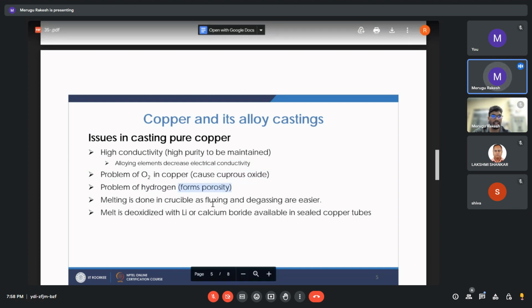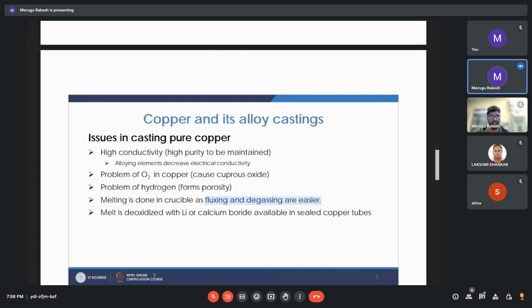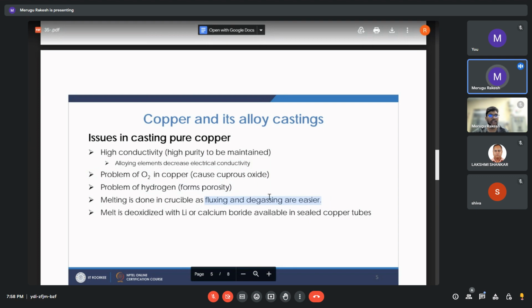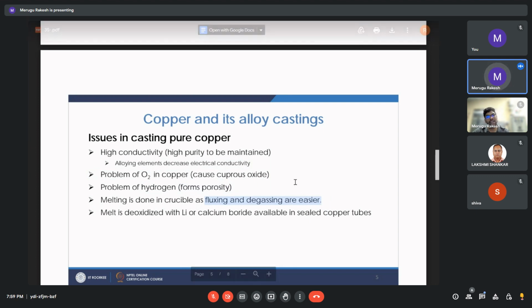So these are melted in crucibles, as fluxing and degassing are easier. This is one of the main advantages of crucible furnaces, which are open to atmosphere. So it will absorb gas, but we can degas it. These are the degassing agents that we are using: lithium, calcium borate. These degassing agents will be different for different alloys. For example, for copper we are using lithium or calcium borate.